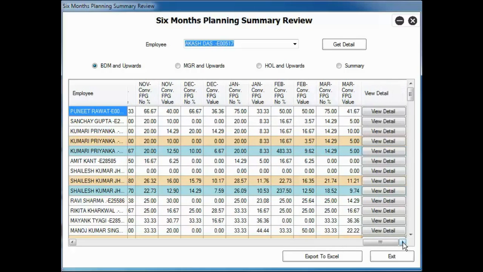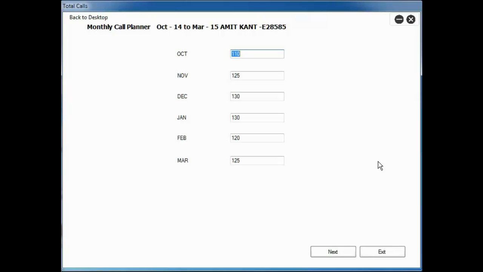Now let's assume that I would like to find out more details about a specific person. So you can see, let's say Amit Kant, I would like to see his details. So all I need to do is get into view details and the slide for Amit Kant will open up. Now you have already been through this while we were doing the entry or while you were creating the milestones for the 6 months for your newcomer. So now I have this in front of me.